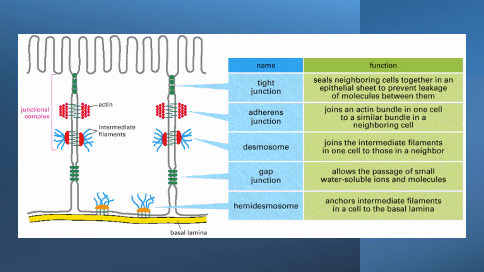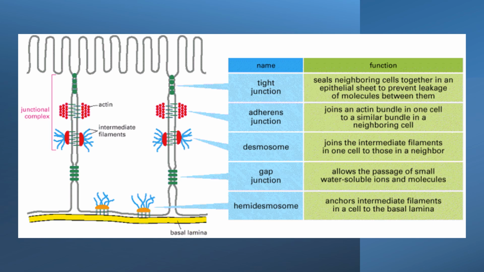This slide shows a chart of the various junctions and their designated functions. Talking about the tight junction, it acts as a seal and seals the neighboring cells together in an epithelial sheet to prevent leakage of molecules between them. Further, moving on to the second junction, the adherens junction, it joins an actin bundle in one cell to a similar bundle in the neighboring cell.